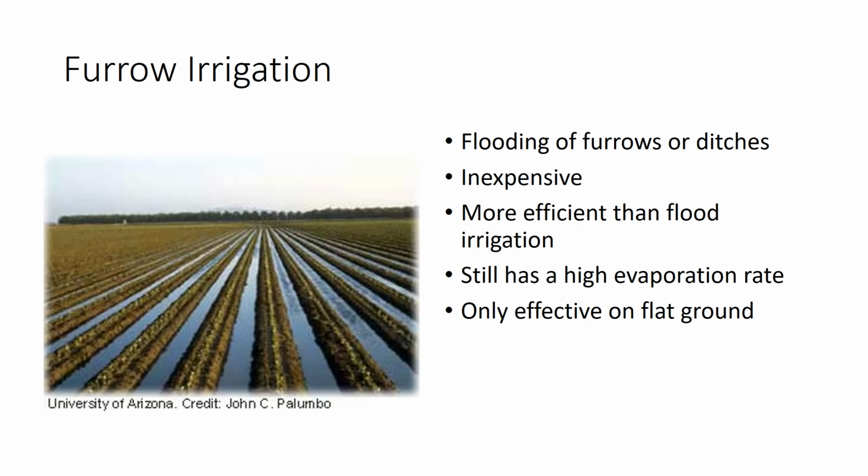All right. Furrow irrigation is actually just a type of flood irrigation. It's a little more efficient because they're not flooding the entire area. They're flooding these furrows, and that allows the ground to absorb more, and we get a little bit less evaporation. Still only effective on flat ground. It still has a relatively high evaporation rate.